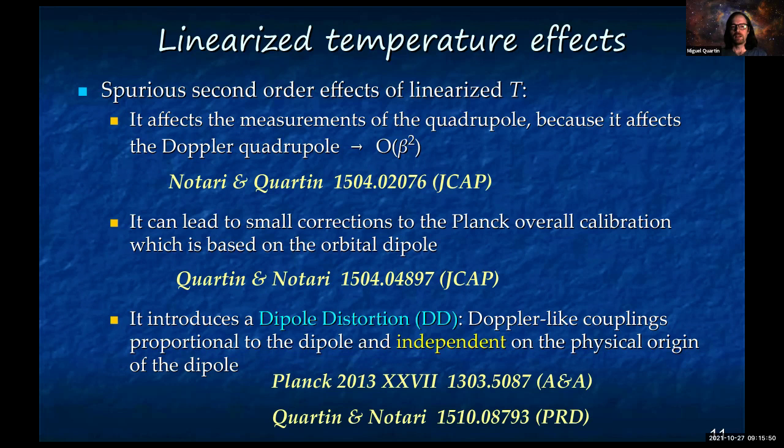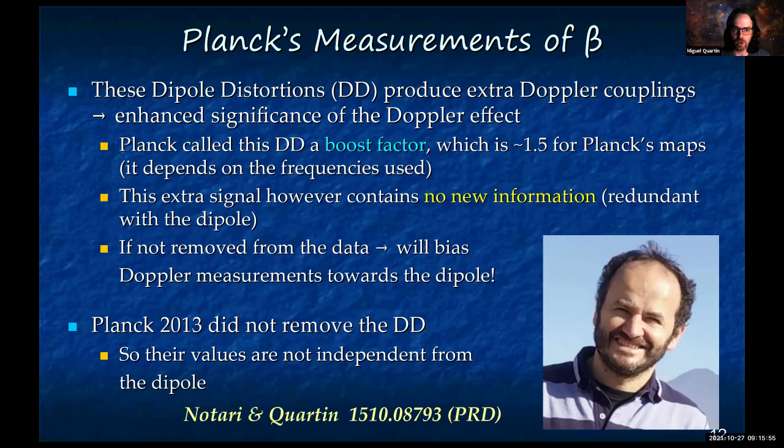So these dipole distortions produce then Doppler couplings, L plus one couplings, which enhance the significance of the Doppler effect. In the Planck and Pusimovi, this was called the boost factor, which is around 1.5 for Doppler, depends on which map you use, which frequencies. Now each component separation technique of Planck has different combinations of frequencies, so they have different weights. So you have an overall average weight, which changes. So it's 1.5. This is extra. So it means that your Doppler couplings are going to be 2.5 what they would be without this, because it's one, which is real, and 1.5, which is coming from this spurious term.